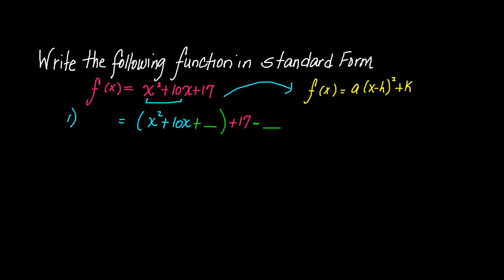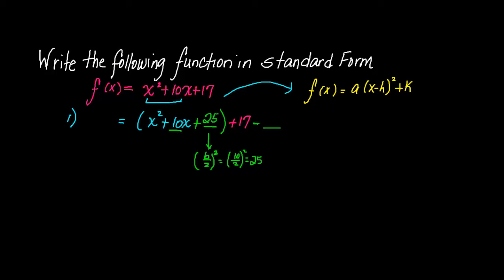This is called completing the square. And what that does is it makes this factor into a perfect square trinomial. So to find this number, you take b, you divide it by 2, and you square it. This is your b, 10. So let's take 10 divided by 2 and square it, and that will give you 25. 10 divided by 2 is 5. 5 squared is 25. So I'm going to add 25.